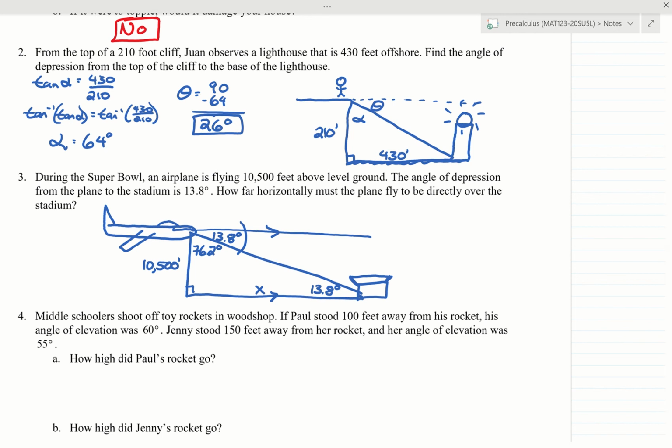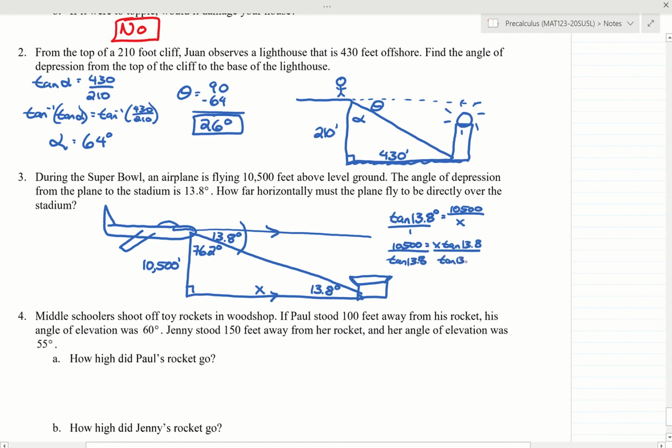So we have a few different options. If you use alternate interior angles, this is how you set it up. I'm going to use the tangent of 13.8 is equal to 10,500 over x. If you cross multiply, we get 10,500 is equal to x times the tangent of 13.8. And if we divide by the tangent of 13.8, we get that x is equal to 10,500 divided by the tangent of 13.8, which is 42,748.3. So 42,748 feet to go. That's if we use alternate interior angles.